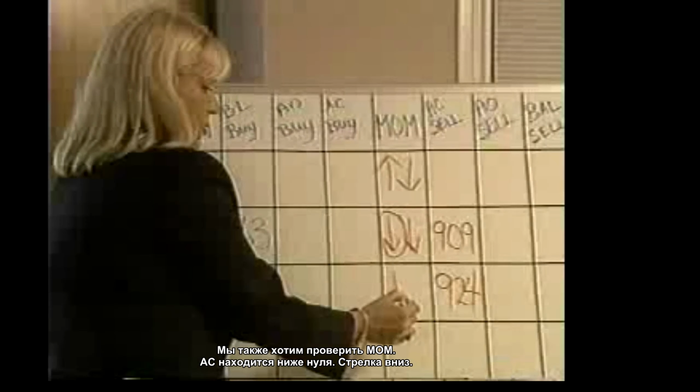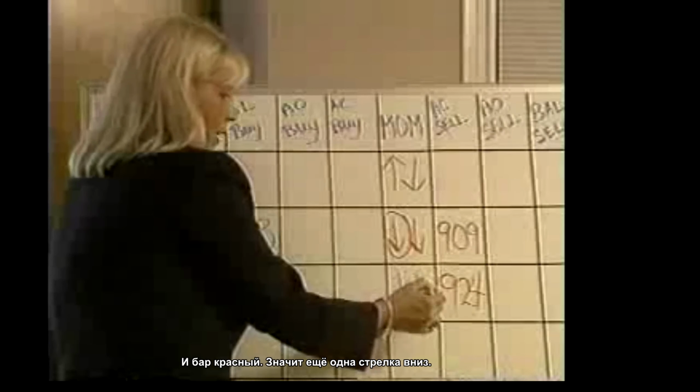Also, we want to check out the MOM, and the AC is below 0, so we have a down arrow, and it's a red bar again. So if it's a red bar, we know that has to be a down arrow as well. No changes from yesterday. We won't need to circle anything.